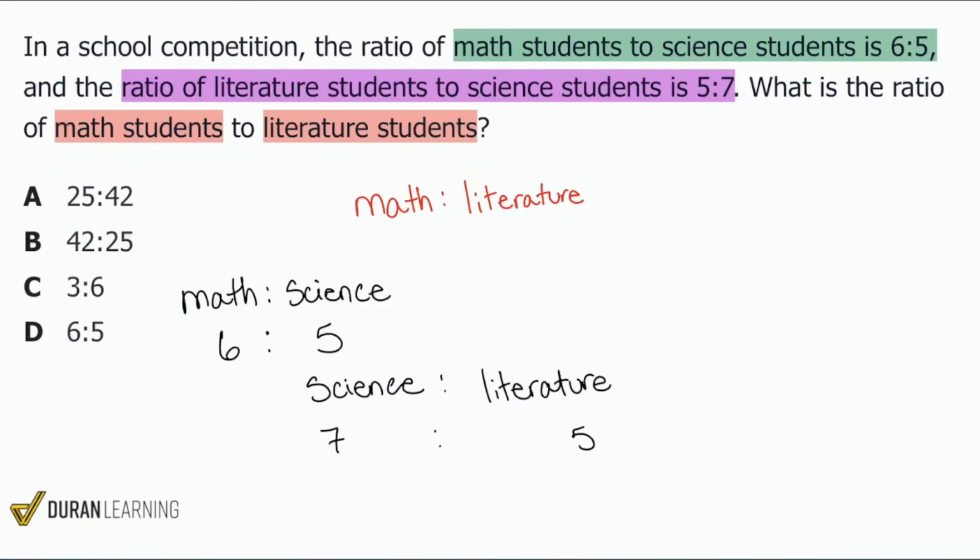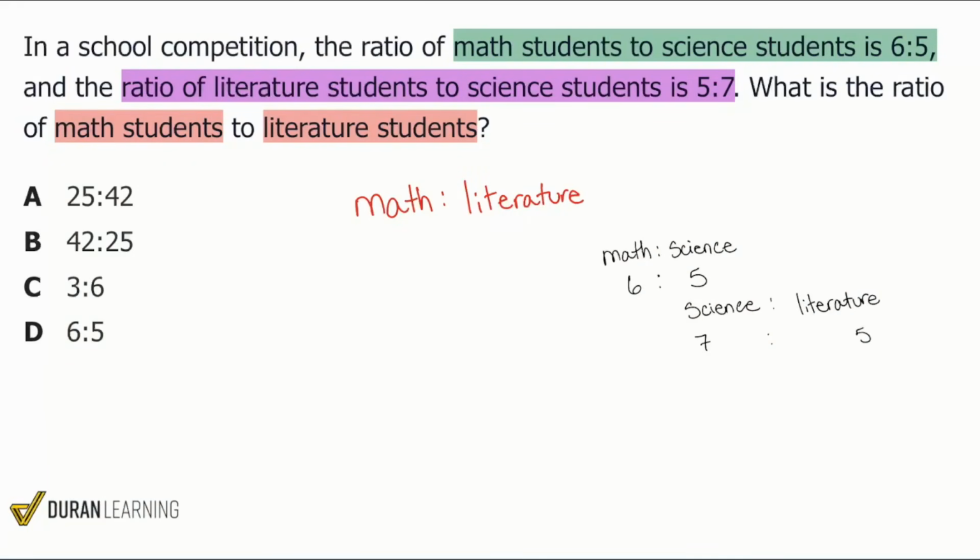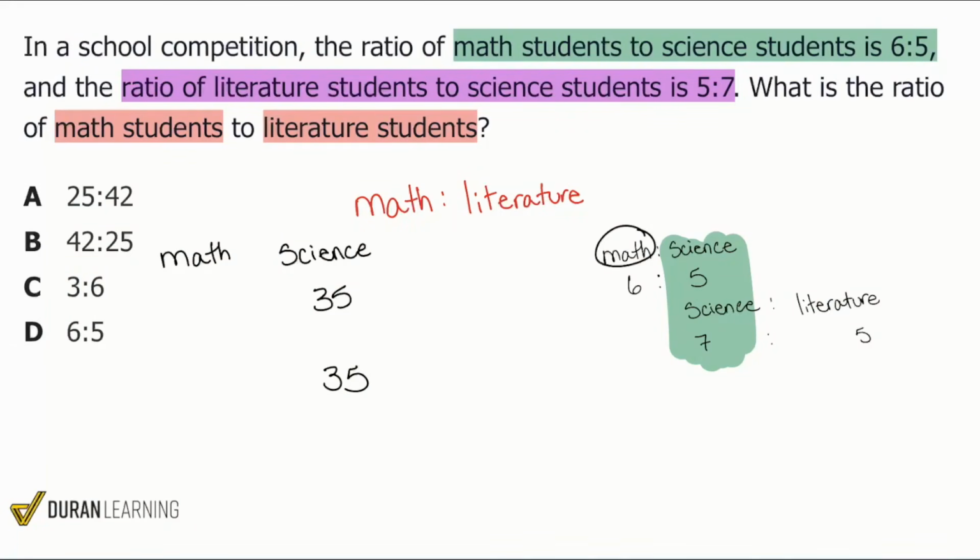So let me show you something pretty neat. And again, I'm reminding you, the goal is to get these numbers to be the same. If I can get the number for science to be the same for both, we are good. So let me go ahead and write that right over here. For science, I want 35. All right, let me show the math part, copying that, and I'm going to copy the literature part over here. So let me just put literature.